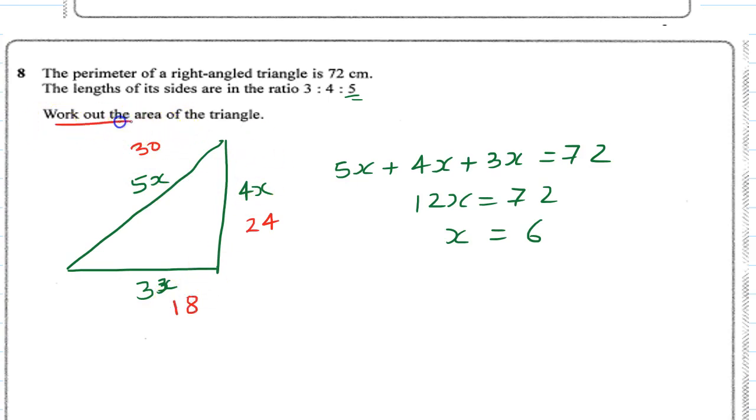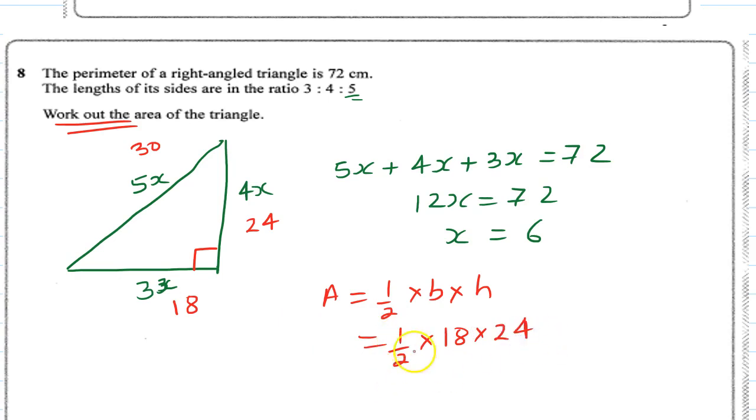Now they are saying work out the area of the triangle. So area is half base times height. Why base times height? Because it is a right angle triangle. So half, and base is 18 and height is 24, right? If you cancel it, 18 divided by 2 is 9, and 9 times 24 if you multiply, it will be 216 centimeter square, right?